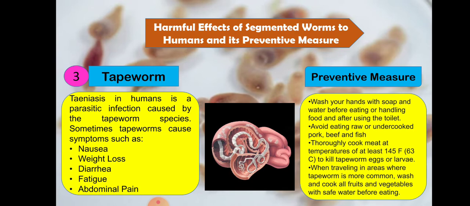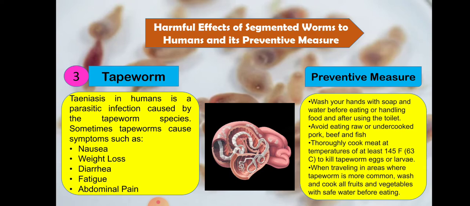So the last one is the tapeworm. Taeniasis in humans is a parasitic infection caused by tapeworm species. A especially dangerous complication of invasive tapeworm infections can result in headaches and visual impairment, as well as seizures, meningitis, hydrocephalus or dementia, and death can occur in severe cases of infection. Sometimes tapeworms also cause symptoms such as nausea, weight loss, diarrhea, fatigue, and abdominal pain.